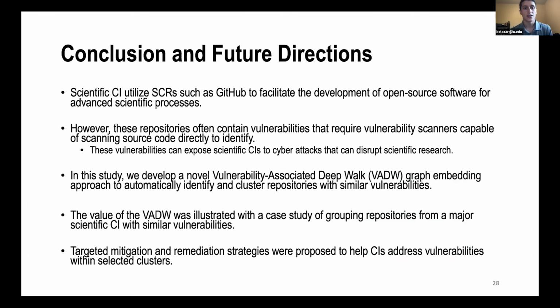So in conclusion, scientific CIs use social coding repositories such as GitHub to facilitate the development of open source software. And while this has many benefits like increased research speed, it also leads to the propagation of vulnerabilities that can expose scientific CIs to cyber attacks that can disrupt their research. Therefore, in this study, we developed a novel VDW approach that is capable of automatically identifying and clustering repositories on GitHub with similar vulnerabilities. Lastly, targeted mitigation or remediation strategies were proposed to help CIs address vulnerabilities within selected clusters.